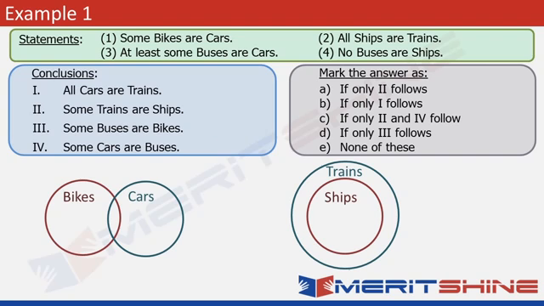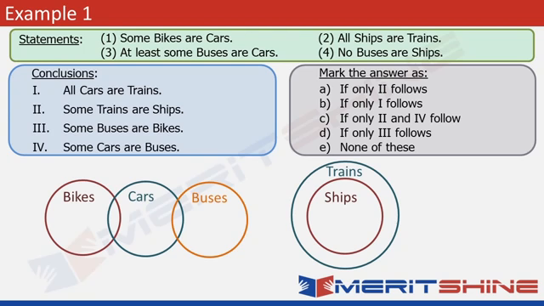Now look at the third statement. At least some buses are cars. This "at least" does not mean anything here. Remember this. This is same as saying some buses are cars. So whenever you see "at least" in any of these questions, just omit that. So this becomes some buses are cars. Now cars is already there. So let's put buses here. So here comes buses. Just a partial overlap with cars and nothing else.